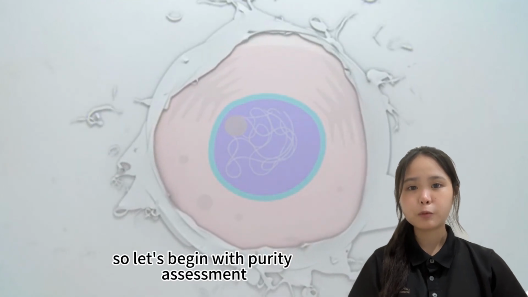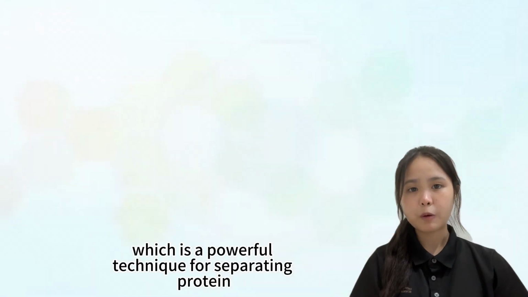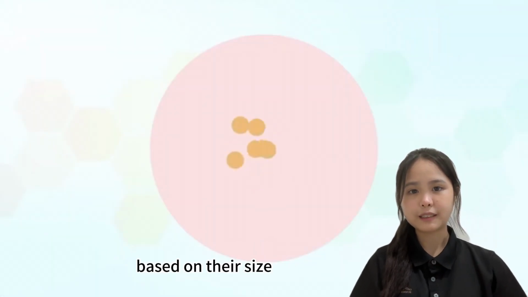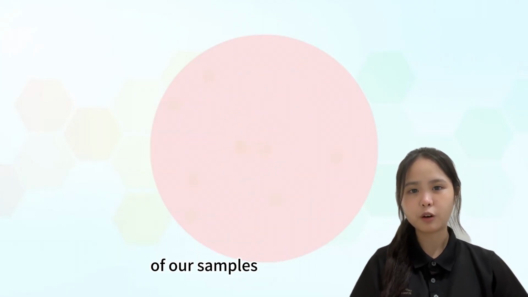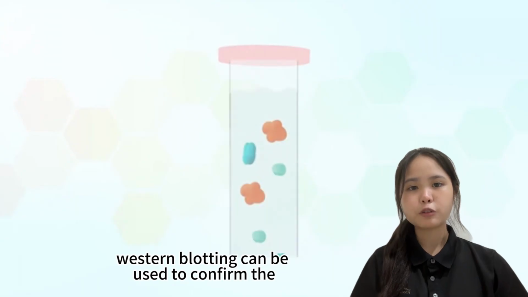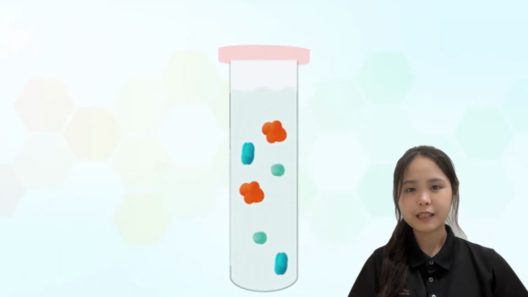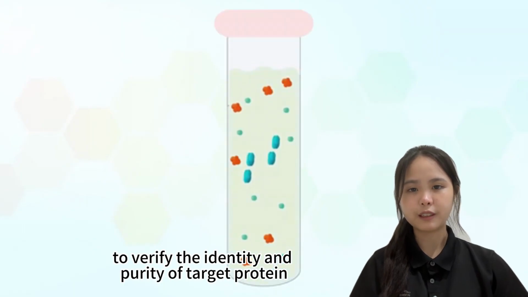So, let's begin with purity assessment. First of all, there's SDS-PAGE, which is a powerful technique for separating protein based on their size. This method provides valuable insights into both the purity and molecular weight of our samples. Following SDS-PAGE, Western blotting can be used to confirm the presence of a specific protein. This technique utilizes antibodies to verify the identity and purity of the target protein.